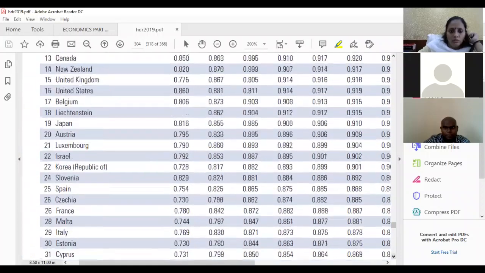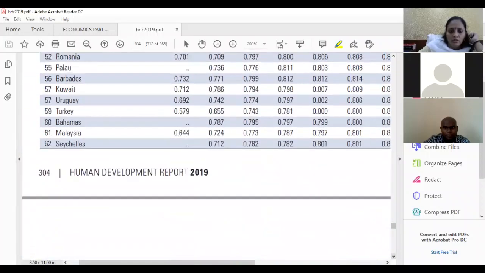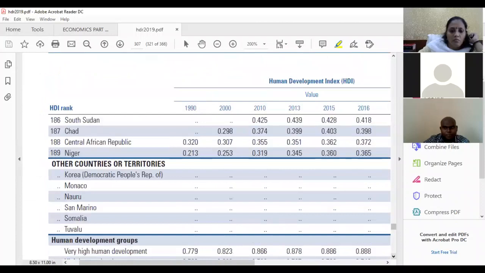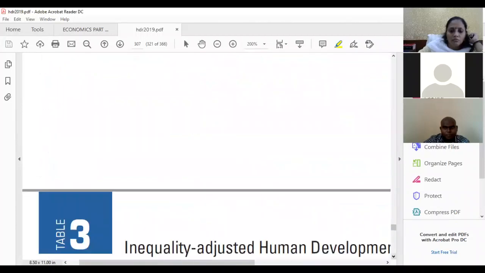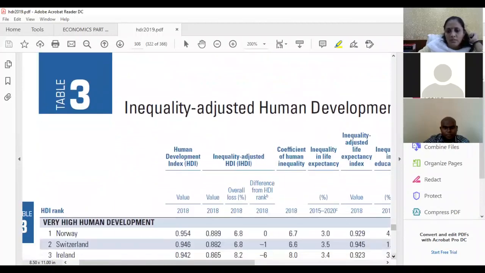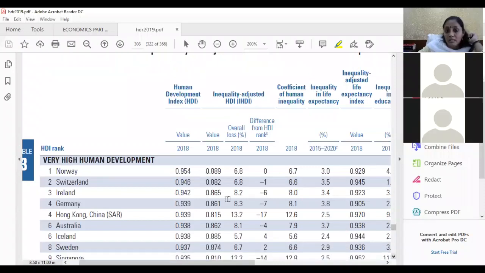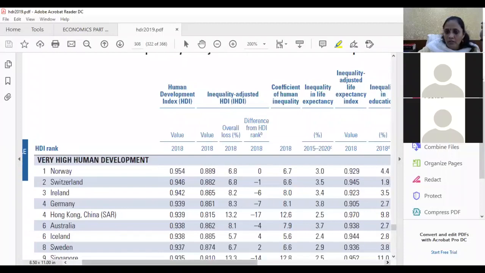Index trends we don't want. We are moving on to the second indicator, which is the inequality adjusted HDI. Yeah, this is the second indicator we study. First, we will look at Norway, which is on the top, and we can see how much value it has lost because of the inequality. Can you see that Norway had the topmost value as 0.954 and stood as the first rank, but it has lost its value to 0.889 because of the inequality differences. So overall, how much value difference has come, and whether there is a change in the rank.